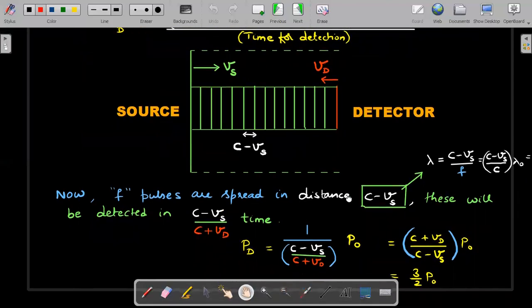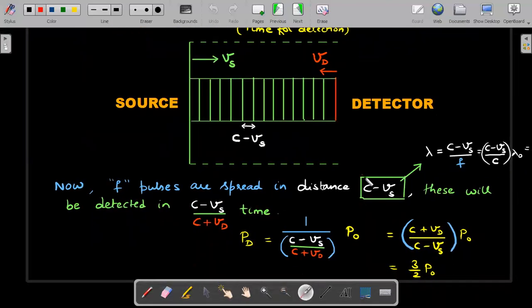Okay, let's go ahead with the power detection, which is slightly more difficult. So once the gap is c minus Vs, in what time will these be detected?